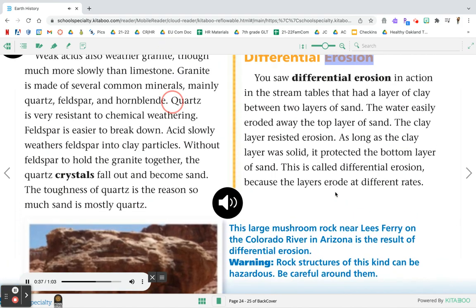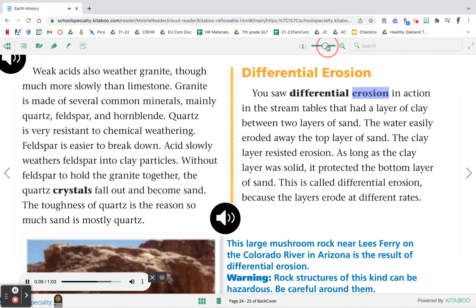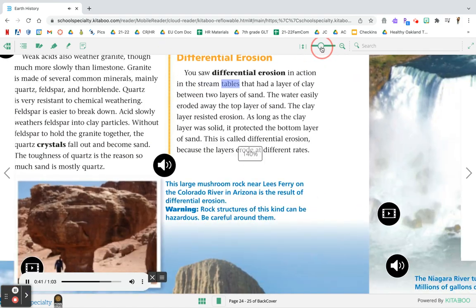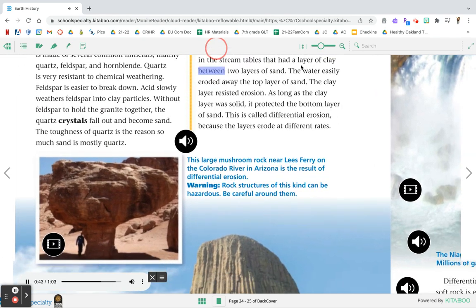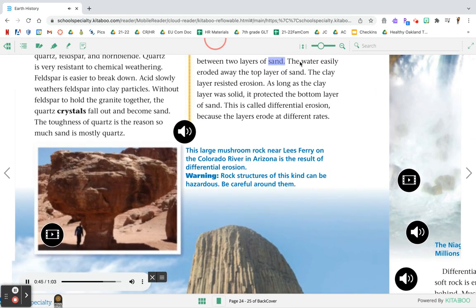Differential erosion. You saw differential erosion in action in the stream tables that had a layer of clay between two layers of sand. The water easily eroded away the top layer of sand. The clay layer resisted erosion. As long as the clay layer was solid, it protected the bottom layer of sand.